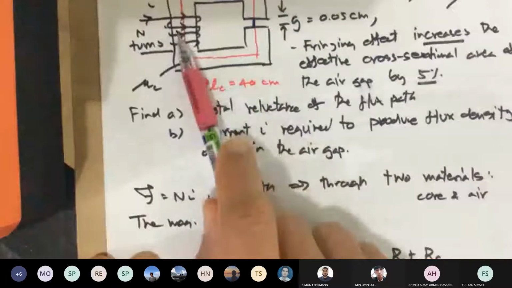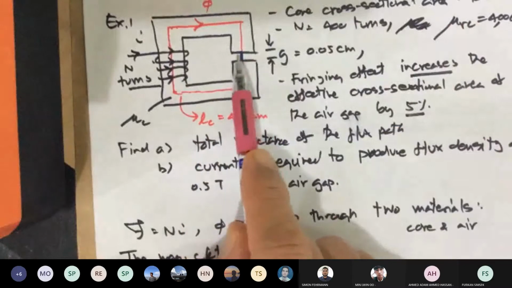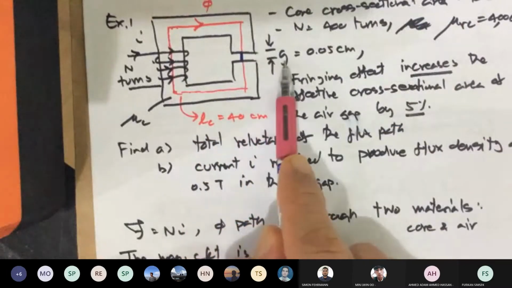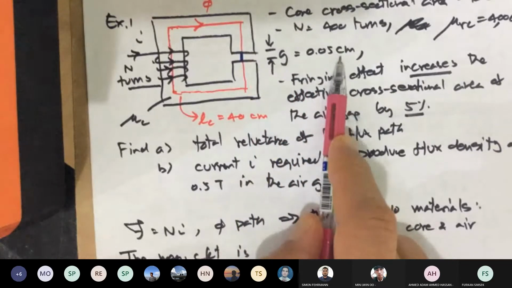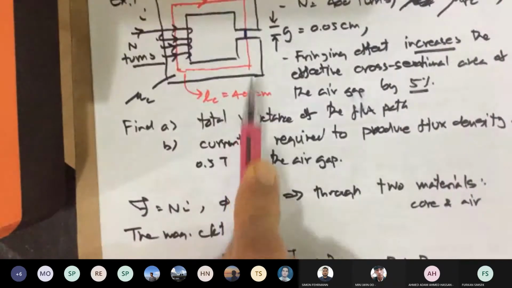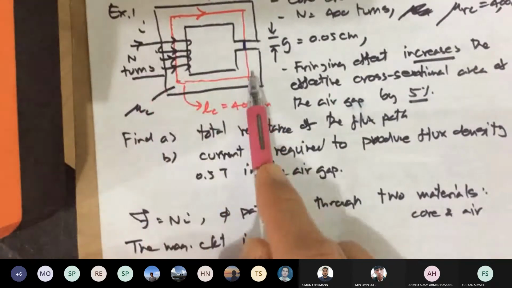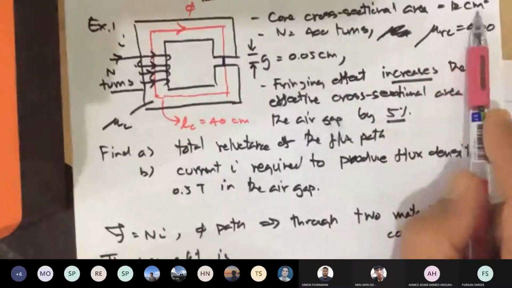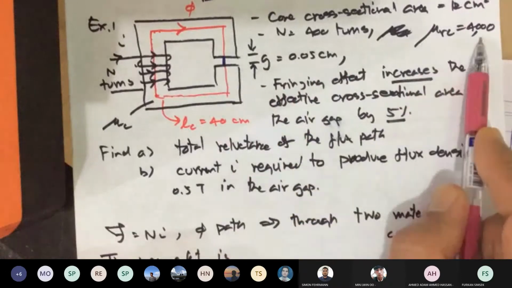Okay, so let's do a basic example here. I have a structure, a square donut, in a two-dimensional drawing here. But this time my donut has an air gap. I know the dimension of the air gap, G here, 0.05 centimeter, pretty small, right? Half a millimeter. Now, I know the dimensions. L_C is 40 centimeters. The number of turns is N, and the current is I. I know the cross-sectional area of the core is 12 square centimeters, and it's 400 turns. Assume the core relative permeability is about 4,000.